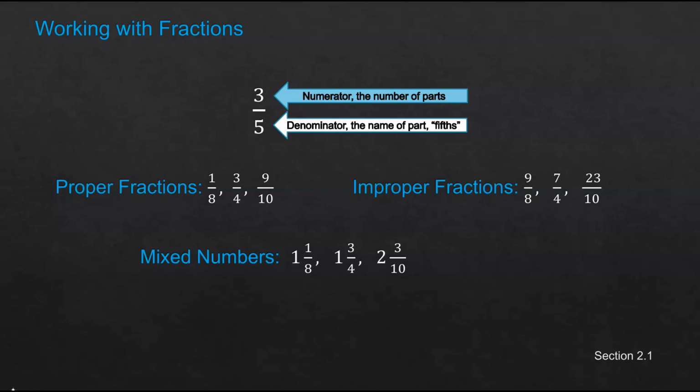First of all, this is the fraction 3/5. The numerator is the 3, that's the number of parts. The denominator is the 5, and that's the name of the part, right, 3/5? We have 3 parts out of 5, basically, when we're talking about this fraction. Proper fractions are fractions that are less than 1. And then improper fractions are 1 or more.